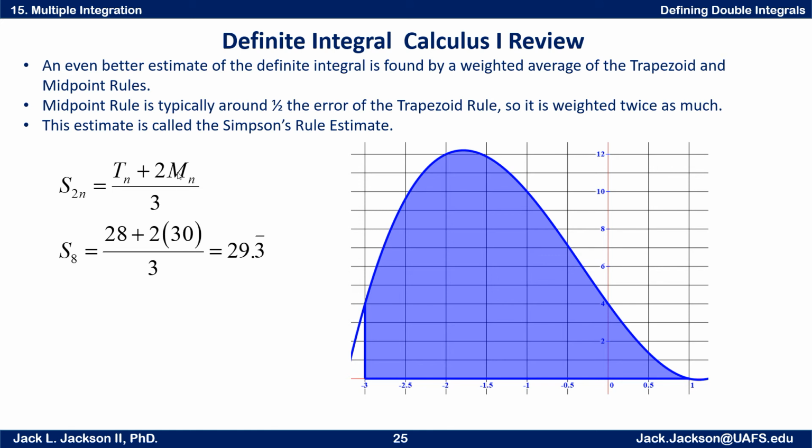Our numbers we had for midpoint was 30 and trapezoid 28. So you work that out. It's 29.3 repeated is the area there given by the Simpson's rule.